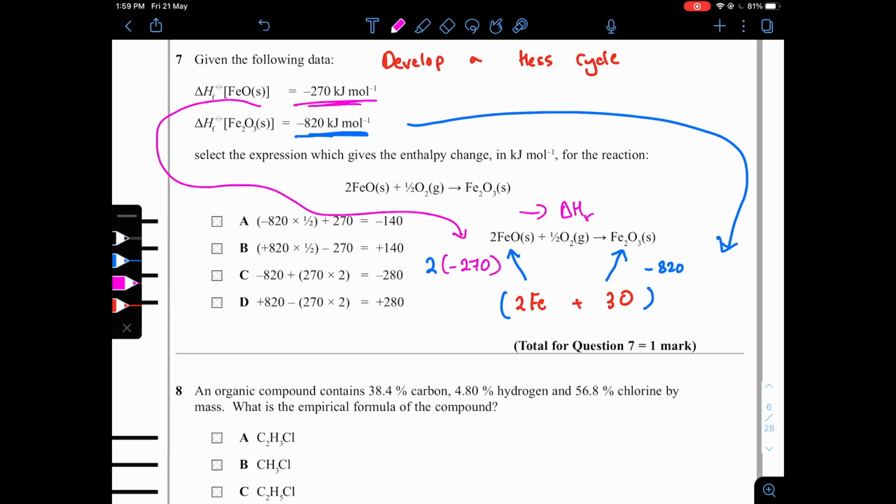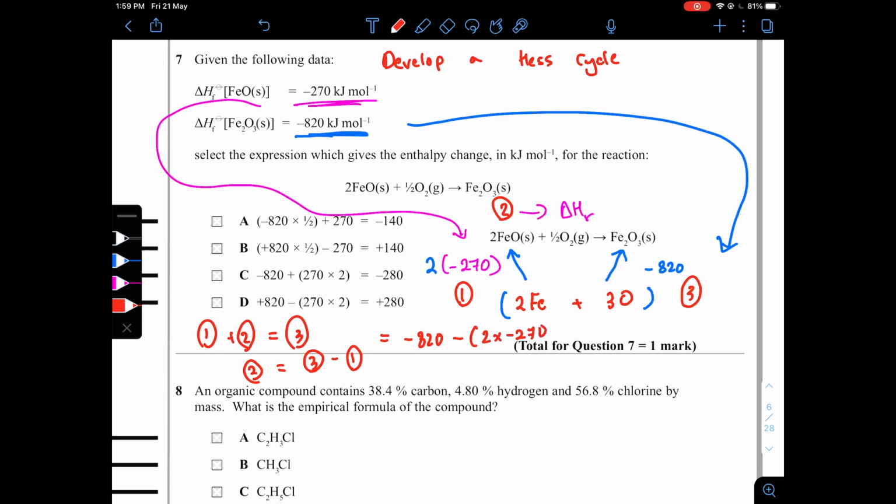So how do we get delta HR? How do we get this enthalpy change? Now, the way I do it is we look at the direction of where they're going. If we label this step 1, step 2, and step 3, we can say that 1 plus 2 equals step 3. We want what step 2 is, so step 2 would be 3 take away 1, which in this case would be minus 820, take away minus, so 2 times minus 270.